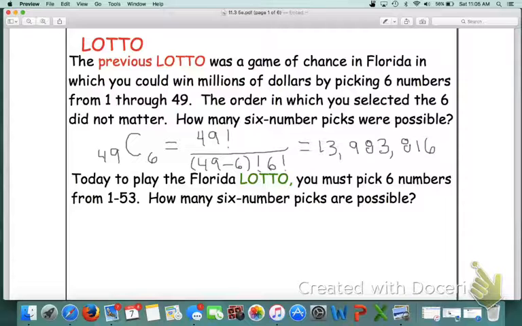Now, today in Florida, when you play the Florida Lotto, you still pick 6 numbers, but now it's from 1 to 53. So we want to figure out how many 6-number picks are possible in that situation. So we have 53 numbers we can choose from, and we're still going to choose 6. Plug this into your calculator, and you're going to find that we get 22,957,480. So it's a little more difficult to win the Florida Lotto these days than it was in the past.